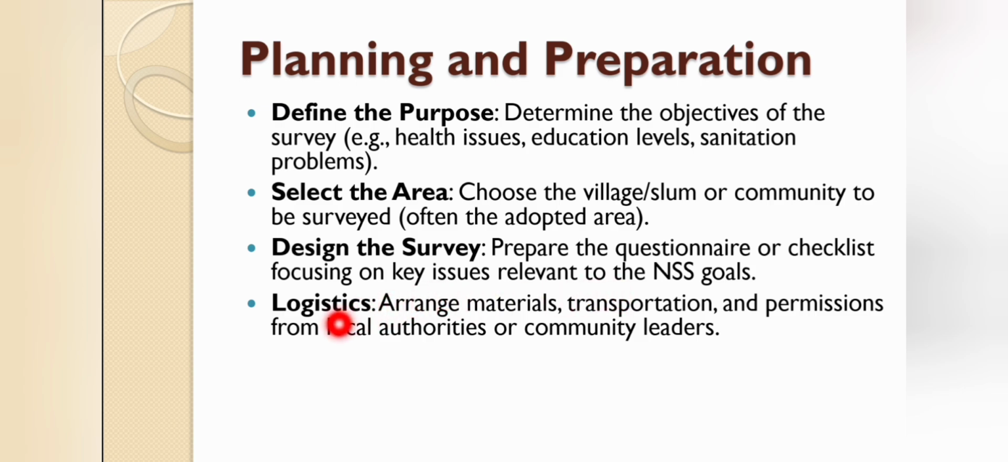Fourth is logistics. In this part, the NSS unit must arrange materials, transportation, and get all the permissions from the local authority or community leaders. With the help of these people, they can conduct the survey.